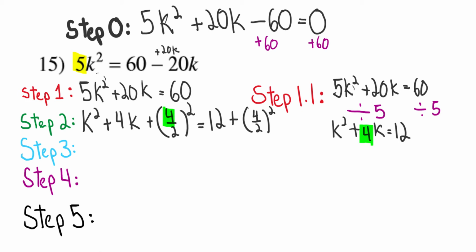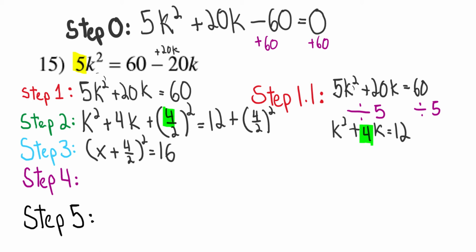Therefore, that gives me the new equation of 12 plus 4 divided by 2 is 2, 2 squared is 4, 12 plus 4 is 16. So now I must put it into the vertex form of k plus b over 2, everyone, 4 divided by 2, obviously that's 2, squared, equal to 16. This is the new form that I have for my quadratic equation.